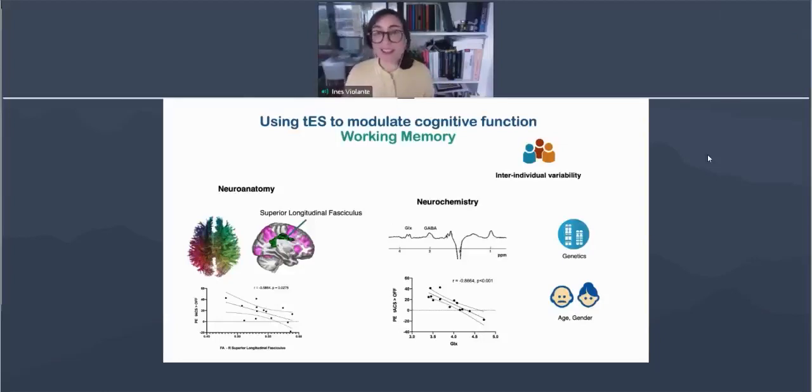And we start to think, well, how can we take all of this into account? So it's really important to understand the mechanisms here. But when you want to apply this, how can we take all these parameters into account?